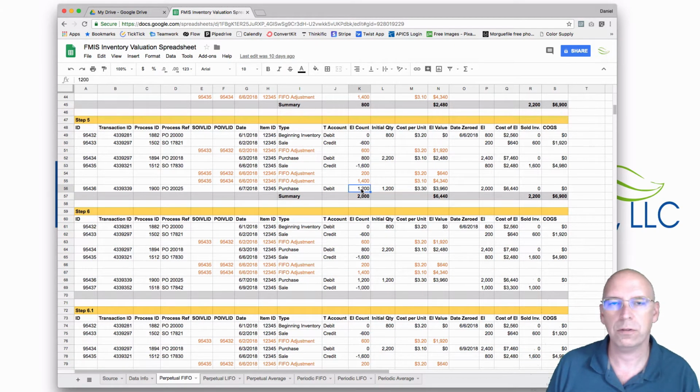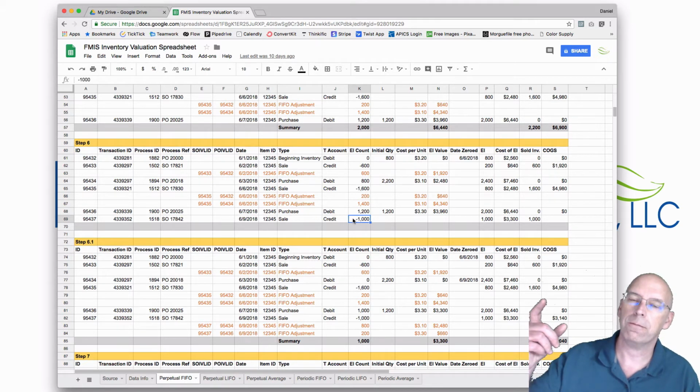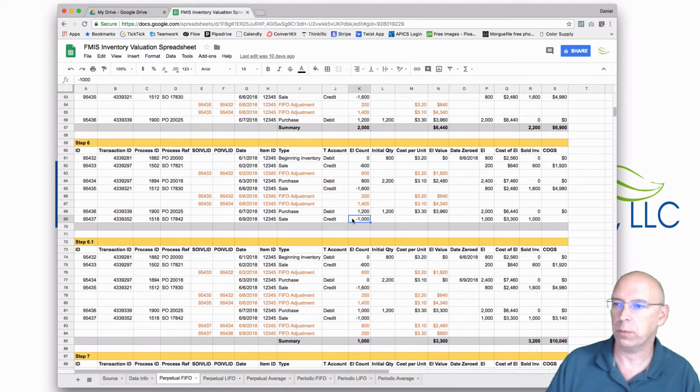The next thing we do is a purchase, a debit on our T account. We bring in 1,200 units. After the purchase, we have a sale of 1,000 units. And remember, we need to go back up to our first in, first out. So we're looking for the first available line that has inventory from which we can pull.